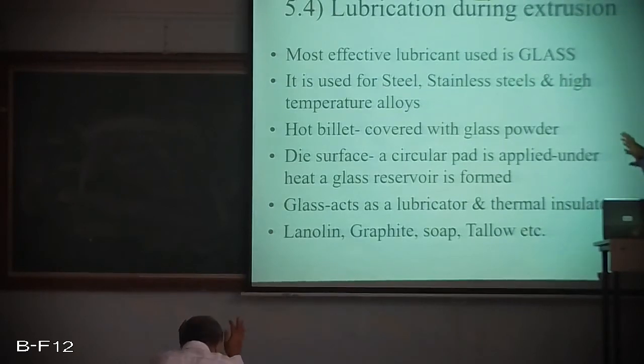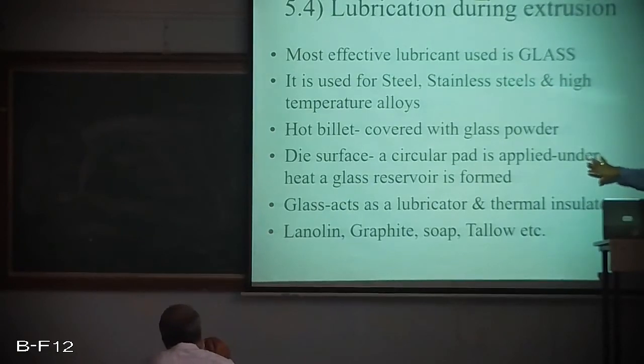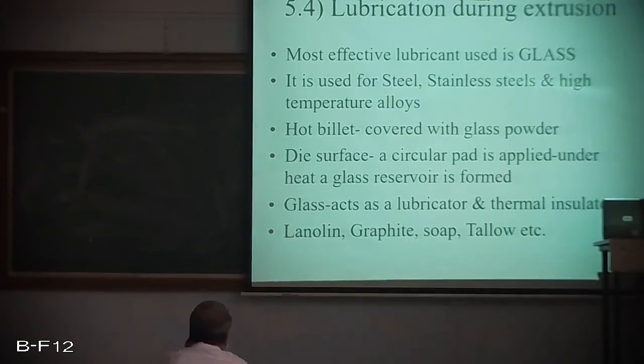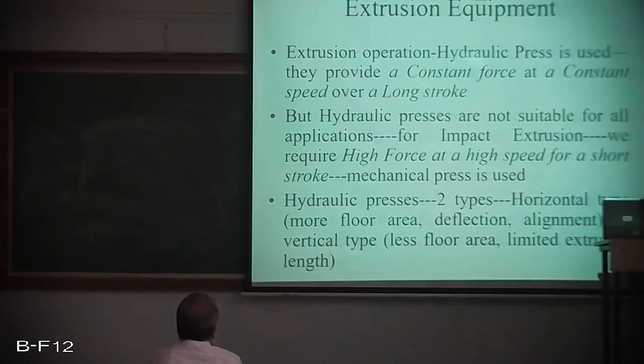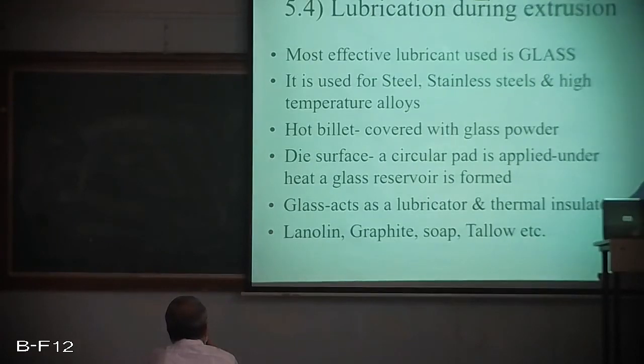So the most effective lubricant is glass. It is used for steel, stainless steel, and high temperature alloys. If there is a hot billet, it is usually covered with glass powder. On the die surface, a circular pad is applied under heat, and a separate glass reservoir is formed. Glass acts as a lubricator as well as a thermoregulator, so it helps maintain the temperature. Other types of lubricants that can be used are lanolin, graphite, soap, tallow, etc. These are the different types of lubricants that can be used.